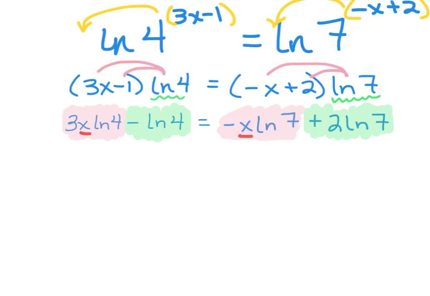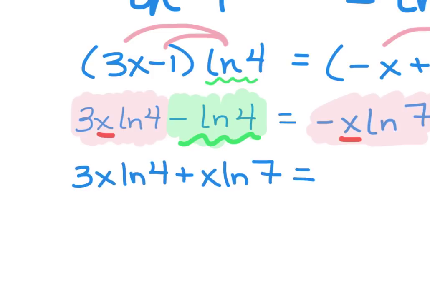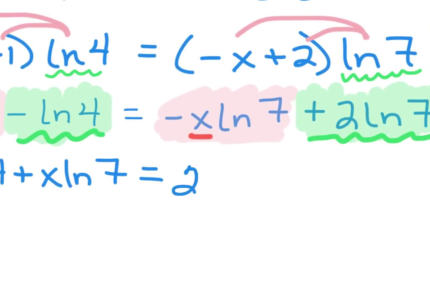And so what I'm going to do is I'm going to rearrange this equation so that the numeric terms are on one side of the equation and the terms with x's in them are on the other side of the equation. So when I do that, what I end up with is on the left, I have that 3x ln of 4, and I'm going to bring over the x ln of 7, but it's going to be plus x ln of 7. And then on the other side, I'm going to keep that 2 ln of 7 and then bring over the ln of 4 so that it's plus ln of 4.